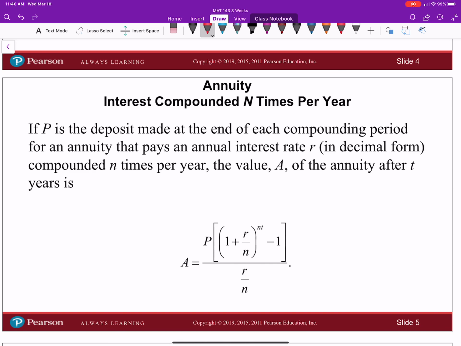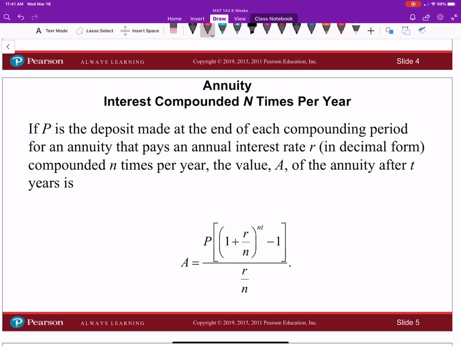So let's look at the annuity interest compounded n times per year. If P is the deposit made at the end of each compounded period for an annuity that pays an annual interest rate R in decimal form, compounded n times per year, the value A of the annuity after T years is, let's look at this formula: A is equal to P, parentheses, open bracket, 1 plus R over N raised to the NT minus 1, close your bracket, all over R over N.